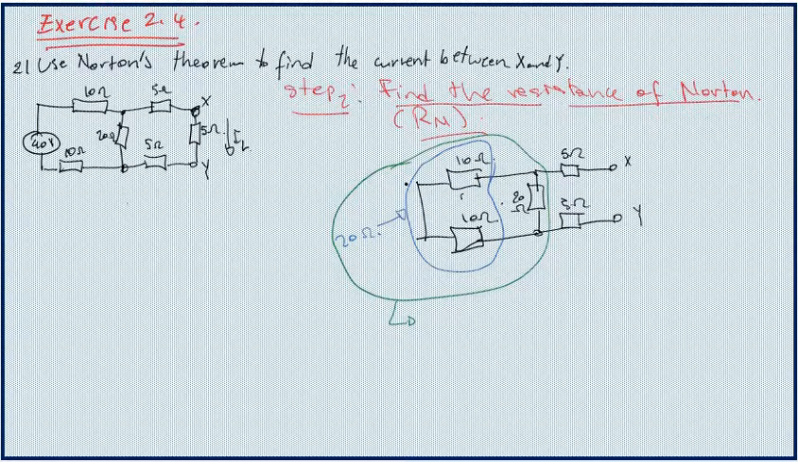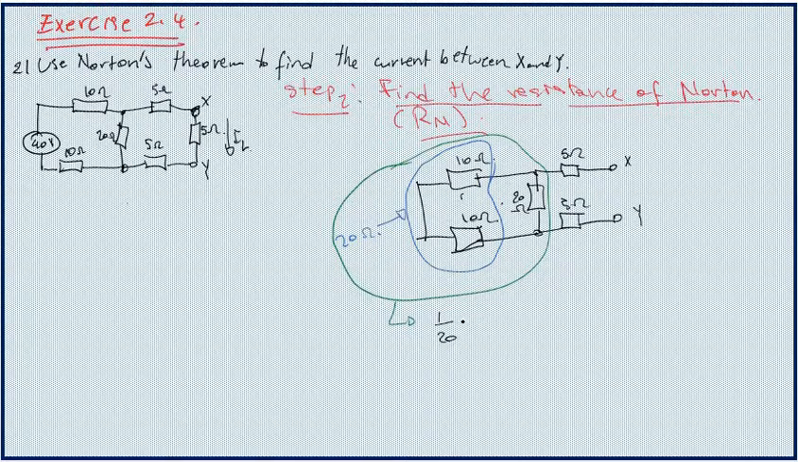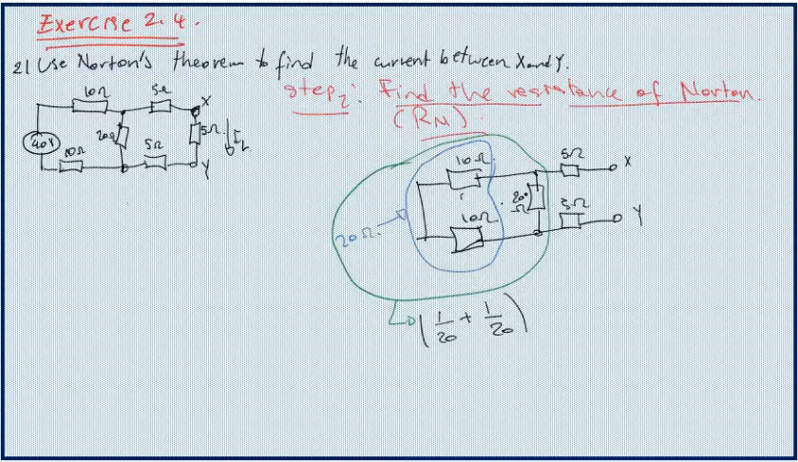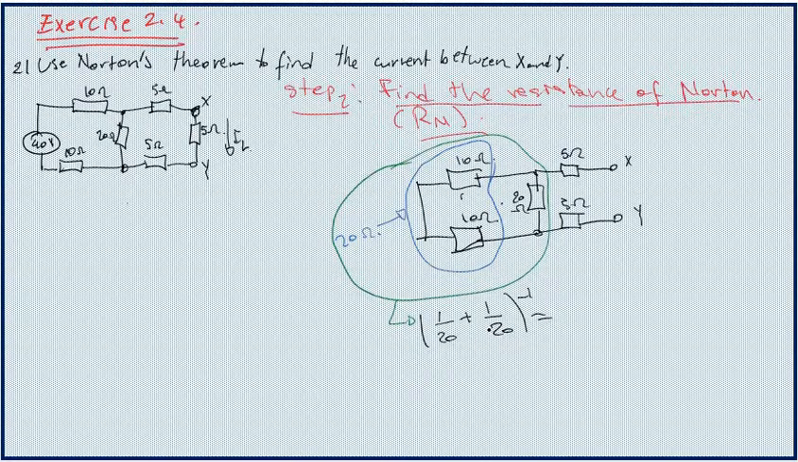So I have the first resistance and the second resistance. Since these two are in parallel, we have 1 over 20 plus 1 over 20, so the first 20 is that one and the second 20 is that one, and then the inverse. If we compute this, we are going to have 10 ohm.